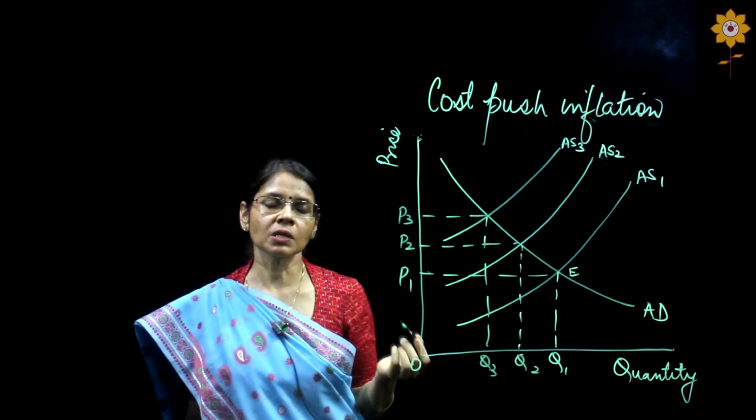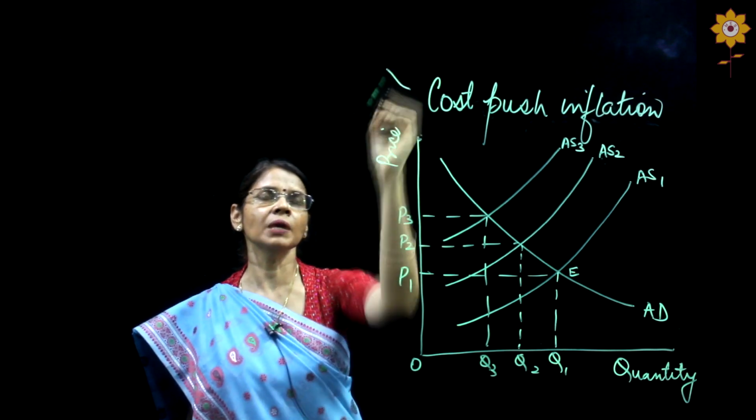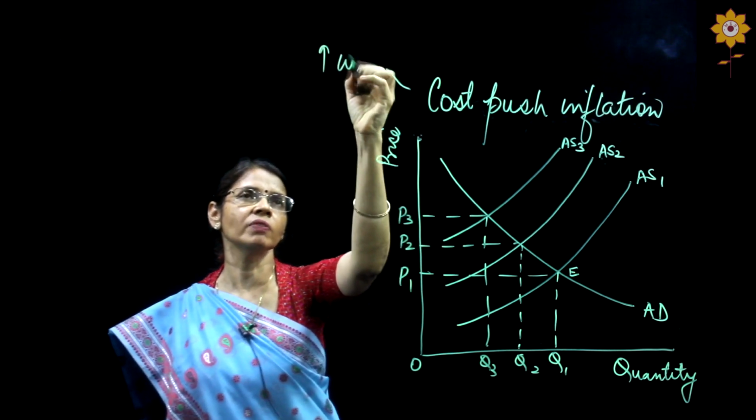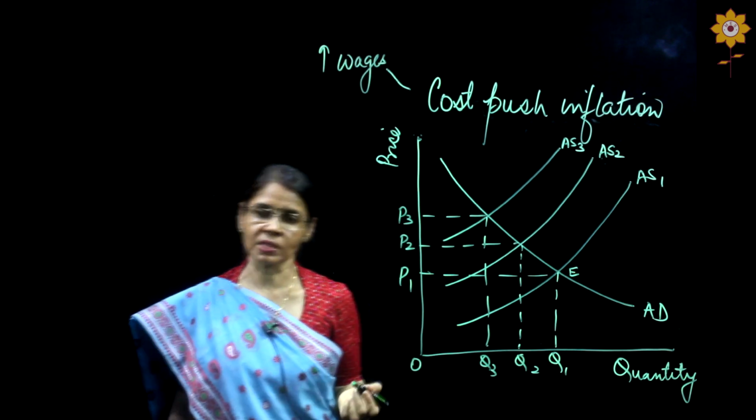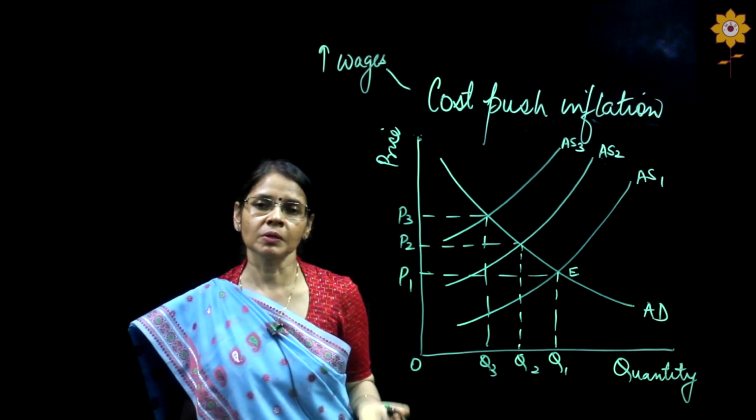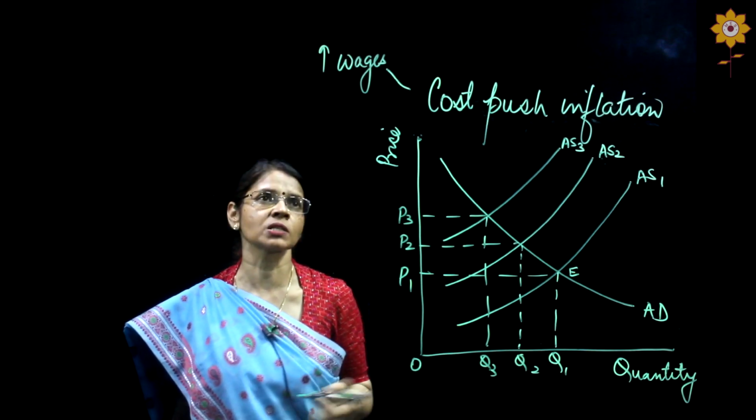This cost push inflation takes place due to certain reasons. A very main reason is if there is a rise in wages. If the wage earners ask for more wages and if the producers have to pay more wages, it will increase the cost of production.